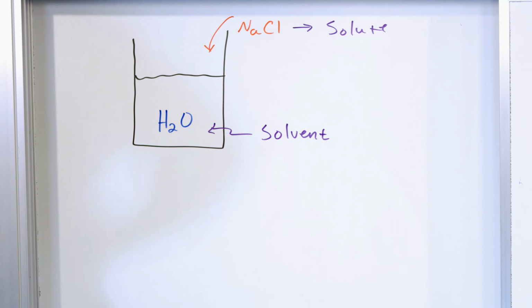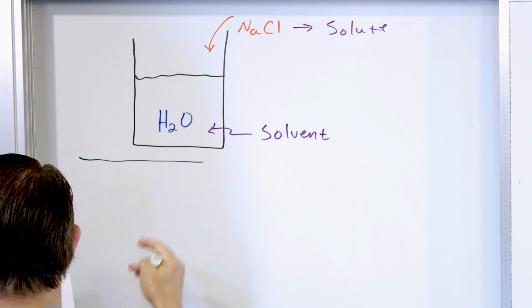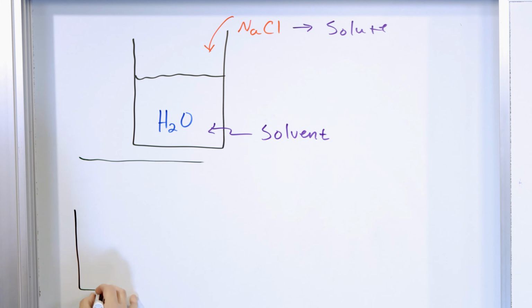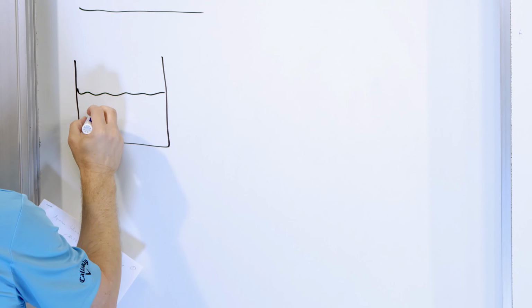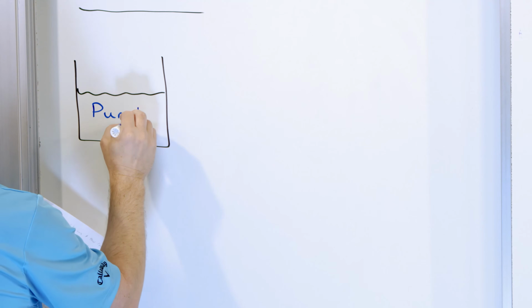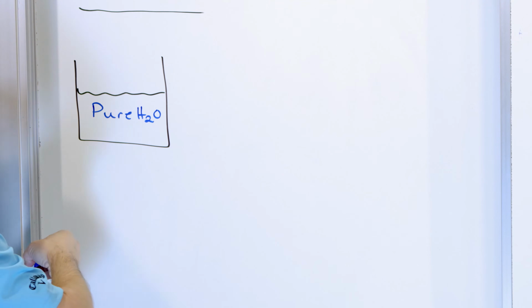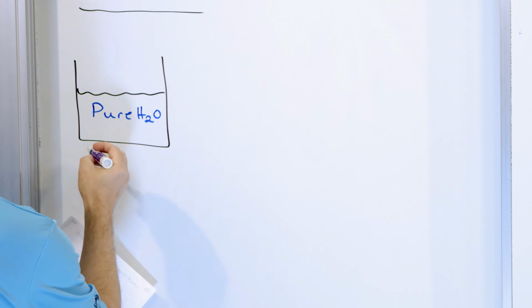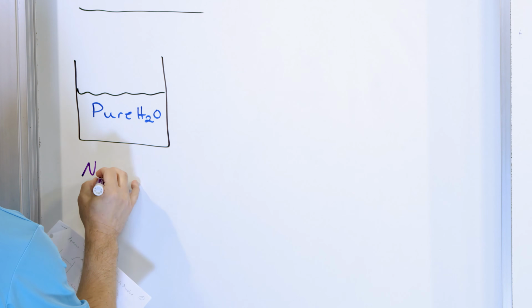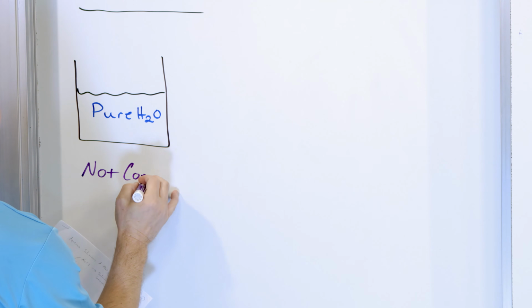So we're going to take three different cases, right? The first case, like this. I'm going to label this pure H2O. And that's what I mean by pure H2O. Pure H2O, pure water, does not conduct electricity. So we're going to say it's not conducting.